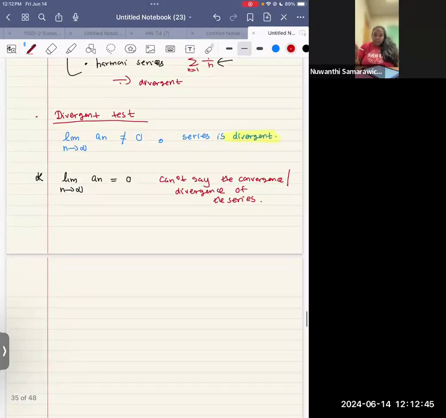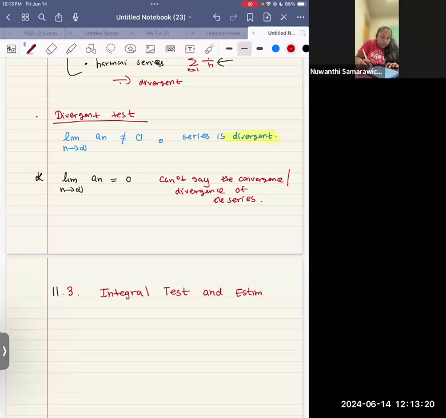Okay, so let's start today's lesson. Today we are going to learn another type of test where we can check whether a series is convergent or divergent. Today this is section 11.3.3, and this is called the integral test and estimates of sums.